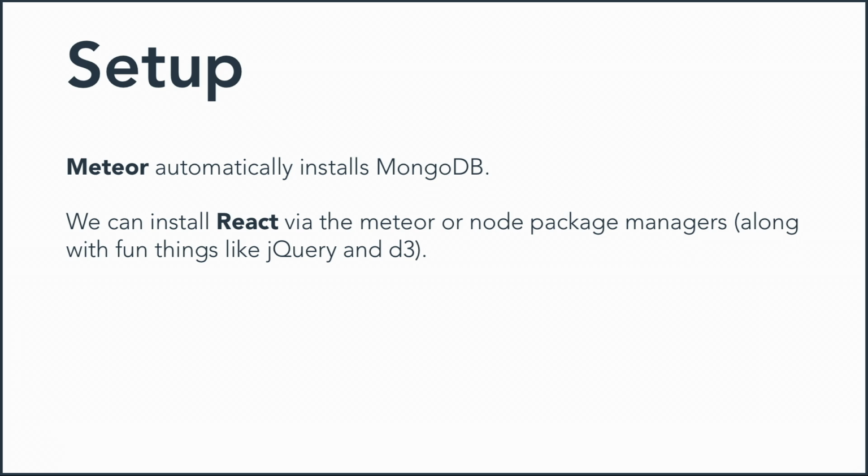So now that we've hopefully gotten an introduction to these technologies, we're going to set up our actual code base that we downloaded from GitHub. Luckily for us, Meteor automatically installs MongoDB. And we can install React as a bunch of libraries via the Meteor or Node package managers at a later step. We can also install other libraries like jQuery and D3, which we can use directly in our Meteor application without much fuss.